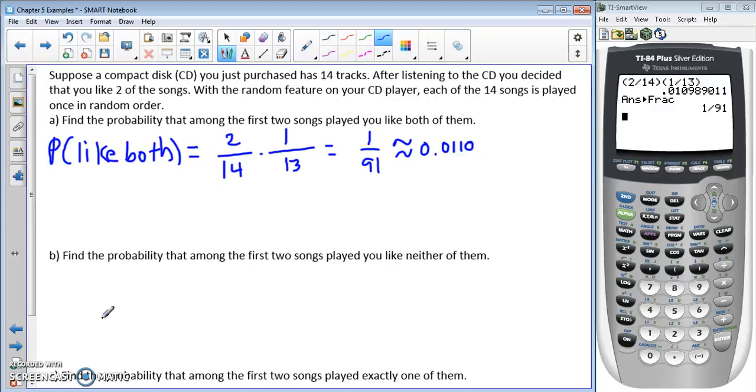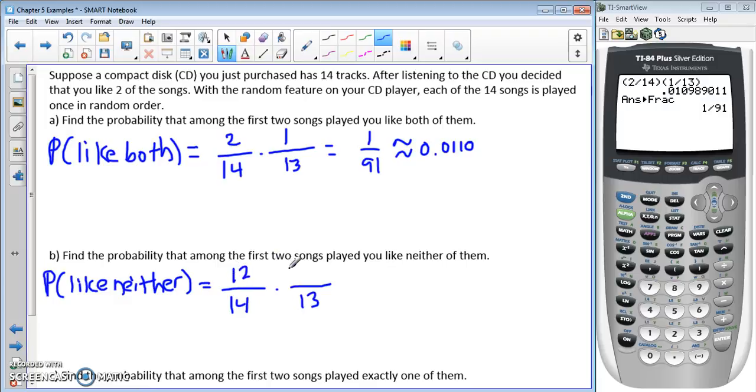So part B asks us to find the probability you like neither of them. So same kind of fashion here. That's that we don't like the first and we don't like the second. So we're going to do multiplication because you're dealing with and. So we have 14 options and then we're down to 13 options. Well, if we like 2 of them, that means that there is 12 of them that we don't like. So if we've already picked one song we don't like, we're down to 11. So again, we're going to multiply here.